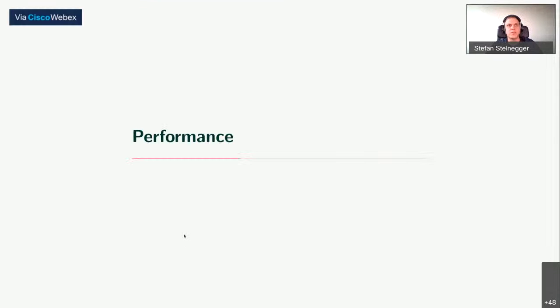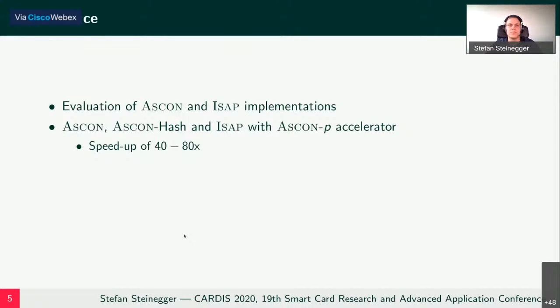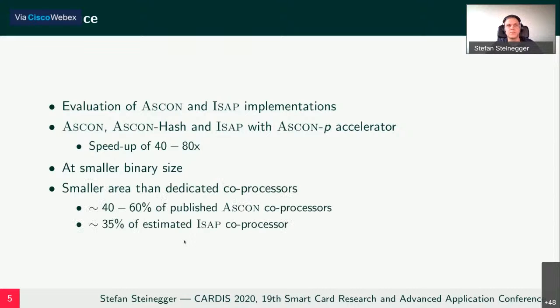So about the performance of our approach, we evaluated it with ASCON and ISAP implementations. And for ASCON hash and ISAP with the accelerator, we could achieve a speed up of about 40 to 80-fold, depending on the length of the message. And we also achieved a smaller binary size because we don't have to implement the ASCON round permutation function in software.